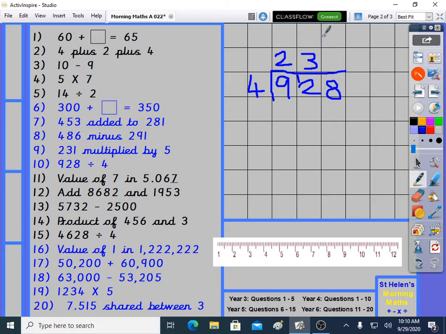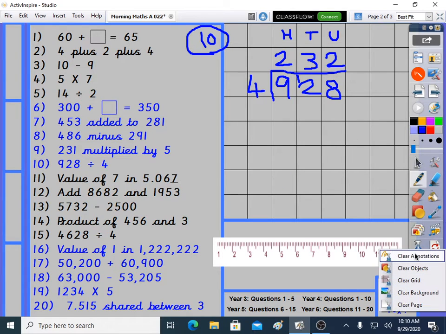It's worth 30, isn't it? Because it's in the tens column. And how many 4s in 8? 4, 8 is 2. That one is just units. So our answer is 232. I didn't write the question number there. Always write the question numbers. Number 10 that was. And we move on to question 11. We're moving on to the year 5 level work now.